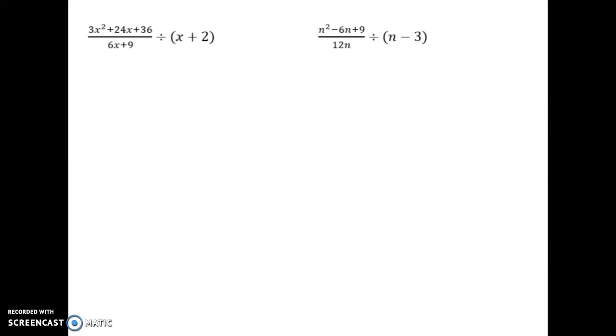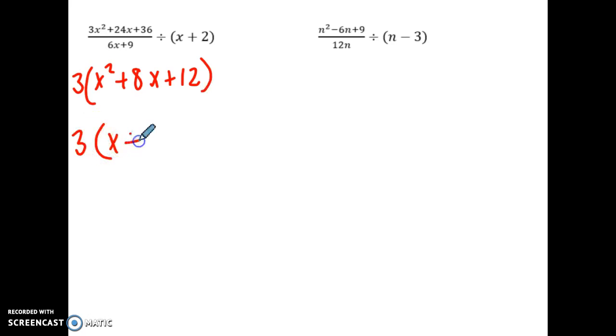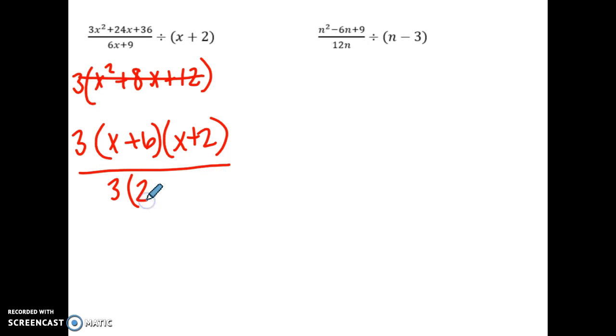Okay, so division. Remember, we're keeping the top, so on the top let's factor out a 3. That leaves me with x squared plus 8x plus 12. Okay, can I keep going even farther? I absolutely can. That would be x plus 6 and x plus 2. Okay, I'm now done with the top. On the denominator, I can take out a 3. That would be 2x plus 3.